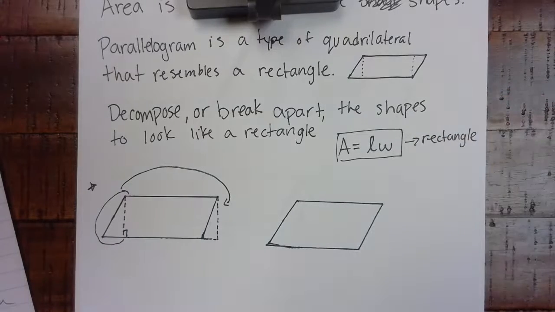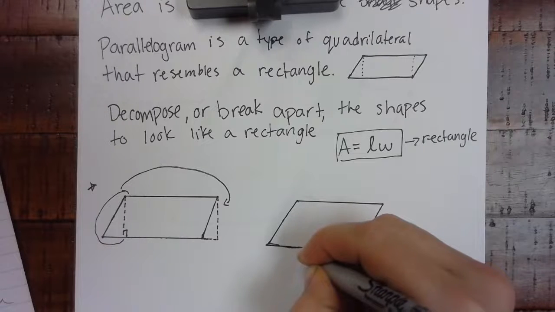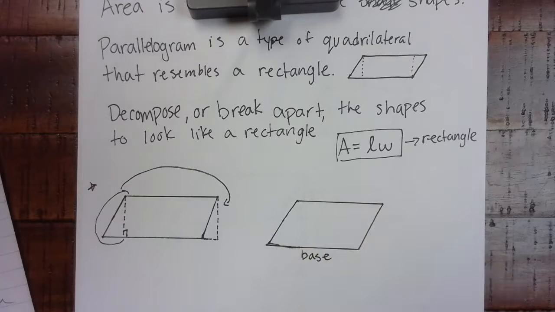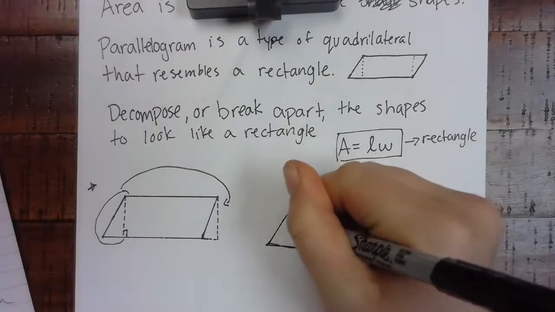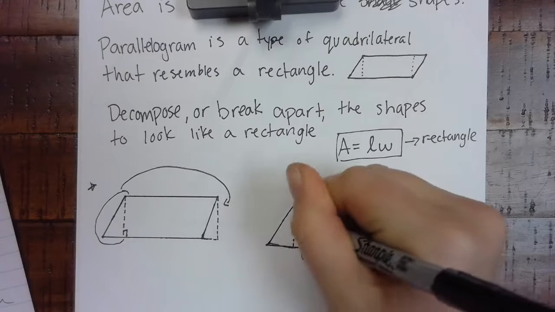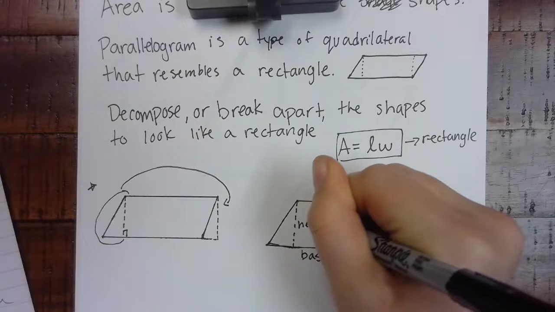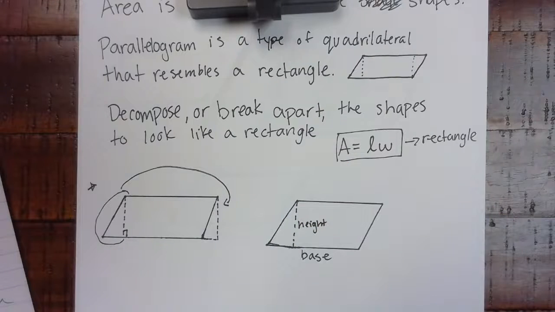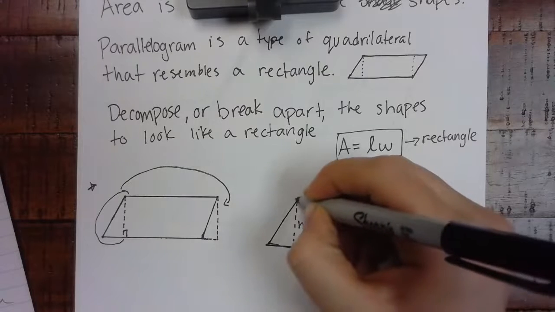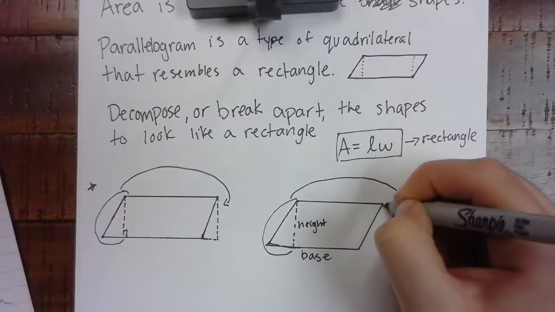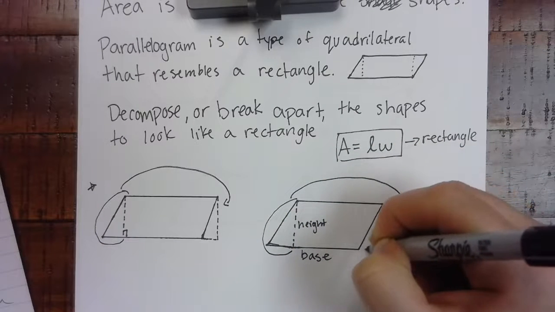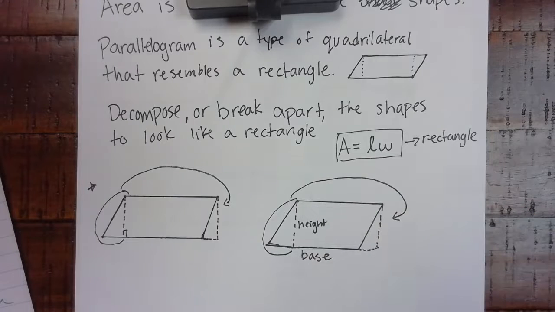Okay, so with that, we use different words for our parallelograms. We're going to call the bottom line a base. Alright, and then that line that we make straight down, instead of our width, it's going to be called the height. So you'll see these referenced as B for base and H for height. So when we take this side over, it's going to move all the way over here. We're going to draw it on. So we now have a rectangle.